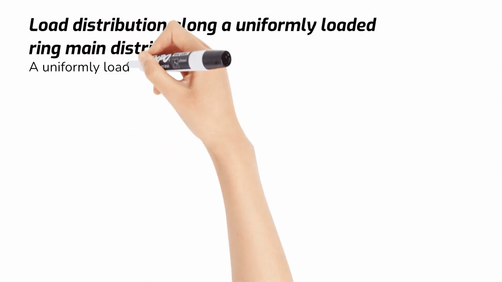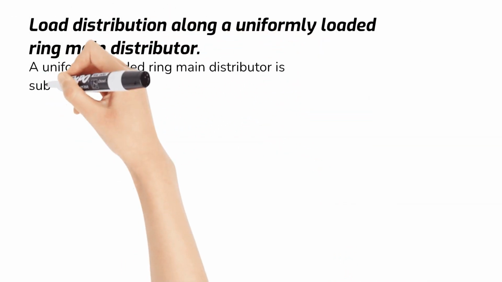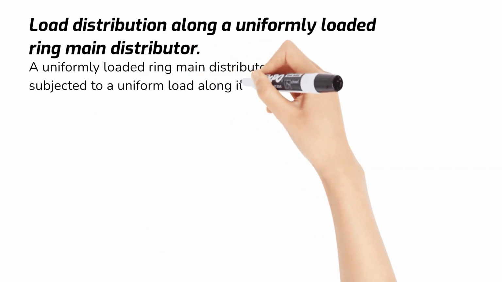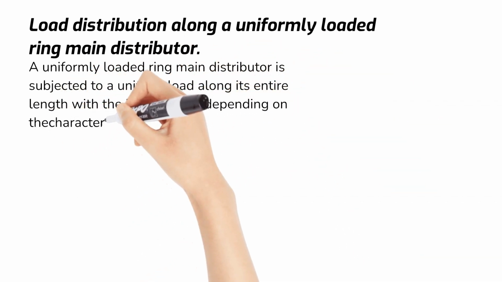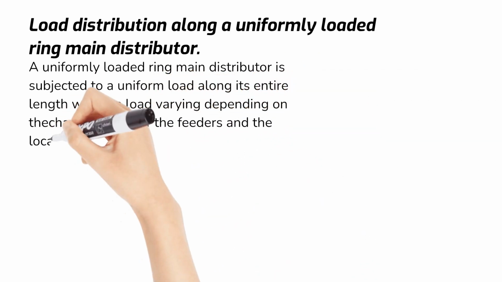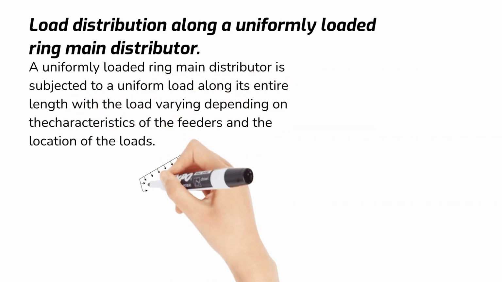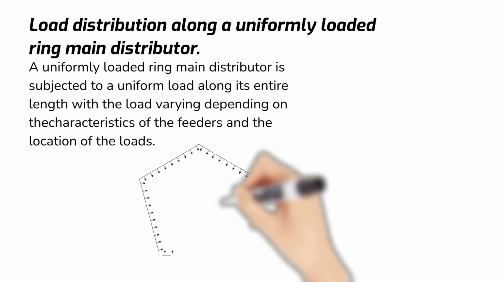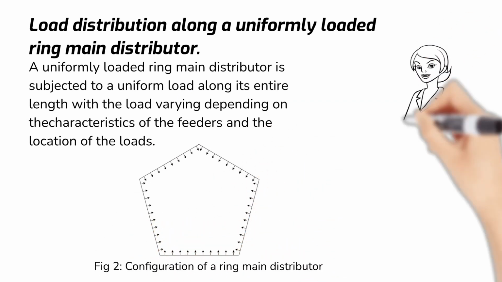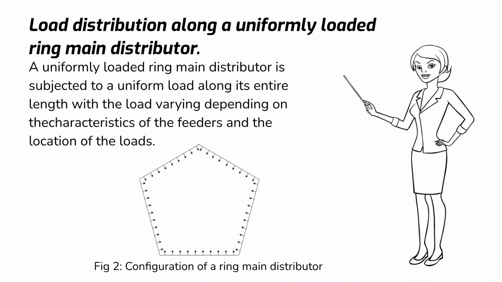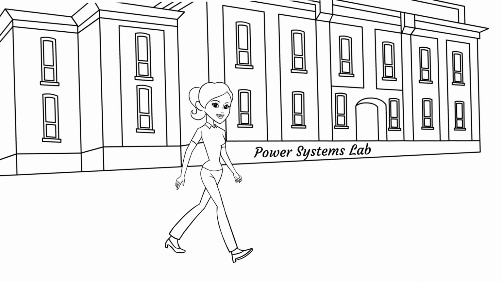A uniformly loaded ring main distributor is subject to a uniform load along its entire length, with the load varying depending on the characteristics of the feeders and the location of the load. In a ring main distributor, the current flows in both directions along the loop, which can affect the voltage drop and losses along each feeder. Let's move to the procedure.